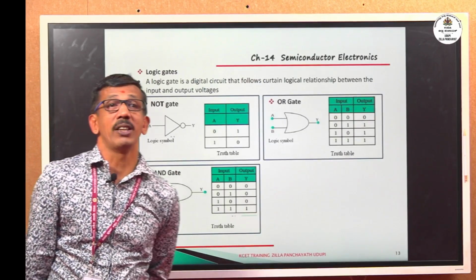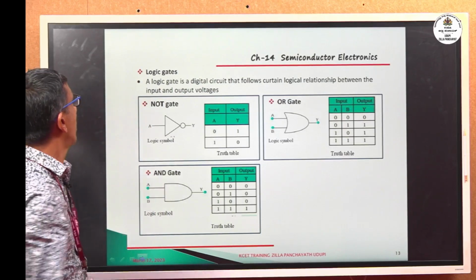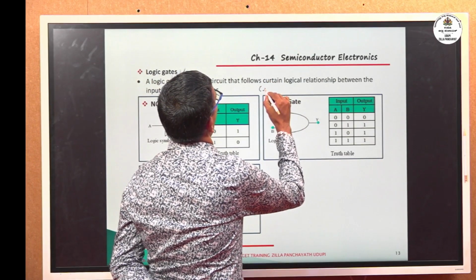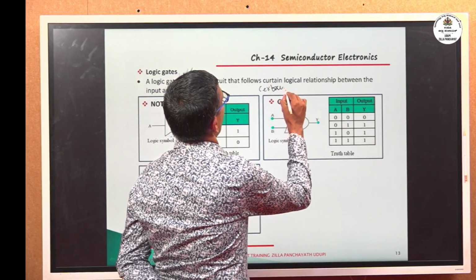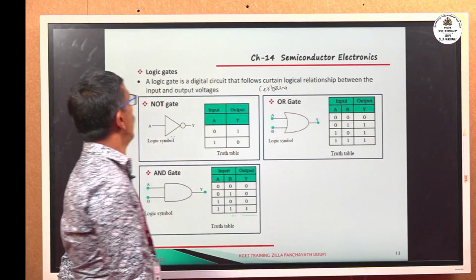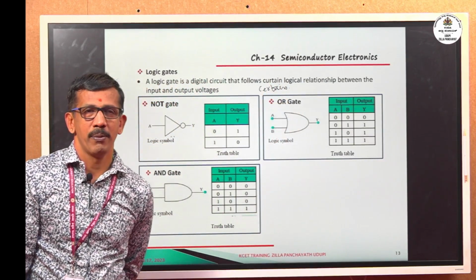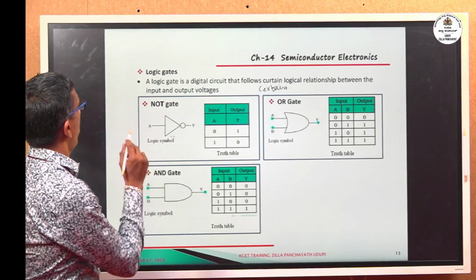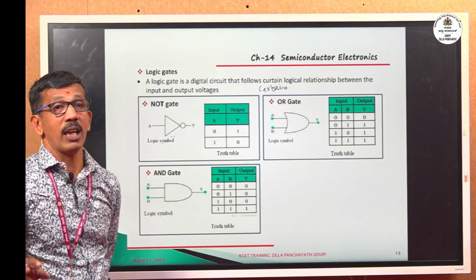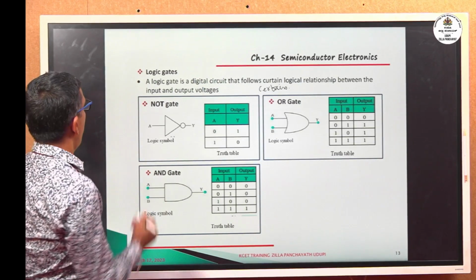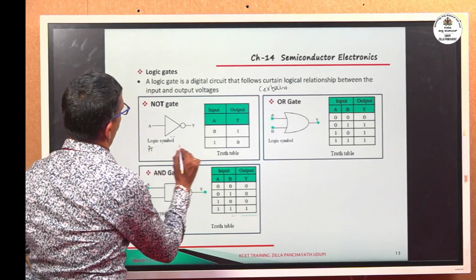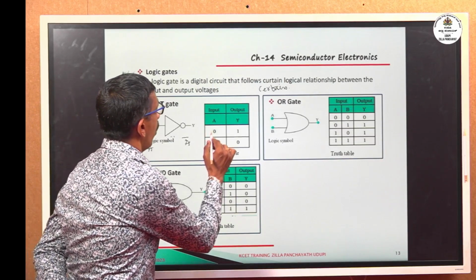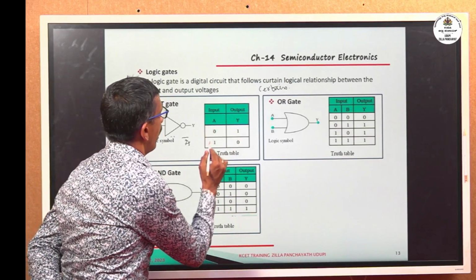Next we move on to logic gates. Logic gates are the digital circuits which follow certain logical relationship between the input and output. We have 5 logic gates in our syllabus. The first one is called NOT gate, which gives complement of the input. That is, if input is A, output is A bar. If input is low, 0, output is 1. If input is 1, output is 0.